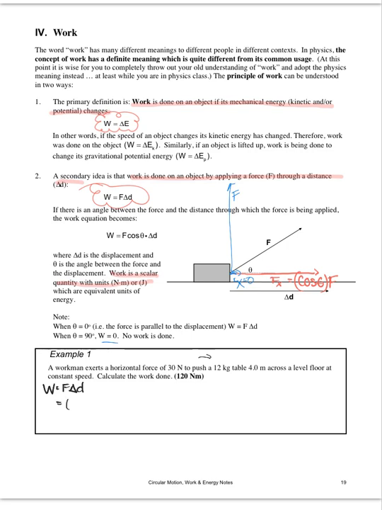Work is equal to the 30 newtons applied times the 4 meters it was pushed. There is no need for the mass in this question. So we get 120 newton meters, which technically I should put as 1.2 times 10 to the 2. And a newton meter, again, can be considered a joule. Okay, so either unit, doesn't matter.